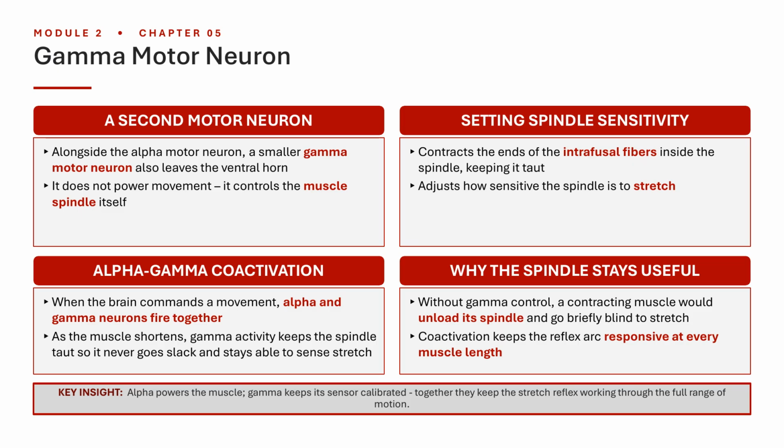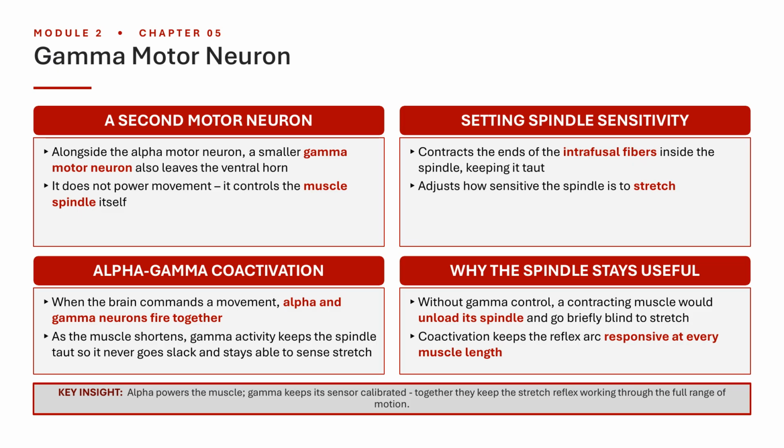The gamma motor neuron prevents this by contracting the ends of the intrafusal fibers simultaneously with the extrafusal contraction. This keeps the spindle taut, under tension, and responsive throughout the full range of motion. This is the concept of alpha-gamma coactivation. When the motor cortex commands a movement, it doesn't just send a signal to the alpha motor neuron. It simultaneously activates the gamma motor neuron, keeping the spindle calibrated for the movement that's about to happen.